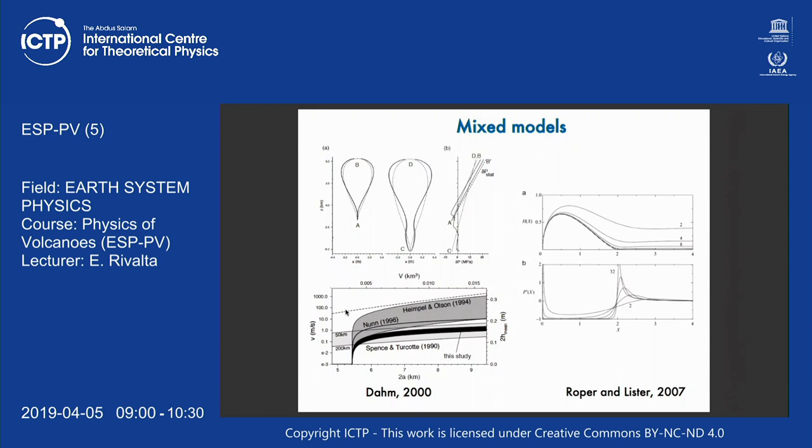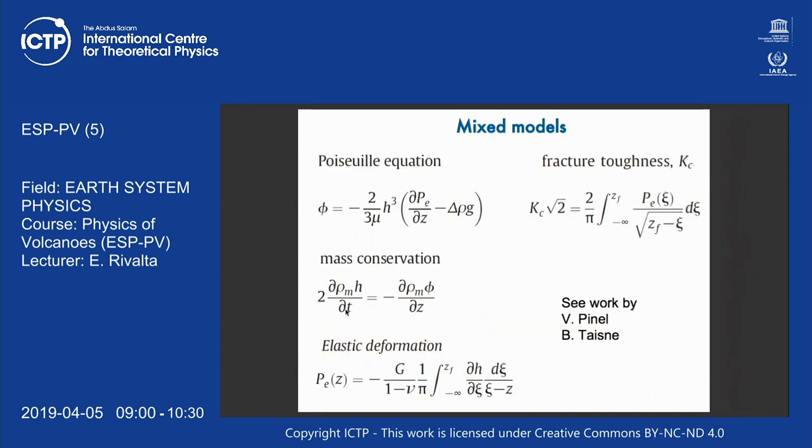Actually, so all discovered that they were talking about the same thing, no wonder. And then more modern models include everything. They have fracture toughness, they have this Poiseuille equation for the flow, mass conservation you can put in order not to lose too much mass, for example, if you want. And then you need the elastic deformation of the rock.